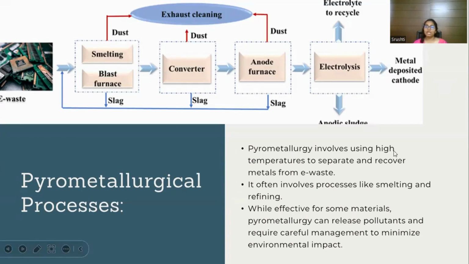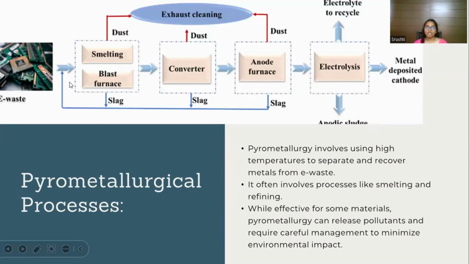Pyrometallurgy involves using high temperature to separate and recover metals from e-waste. It often involves processes like smelting and refining. While effective for some materials, pyrometallurgy can release pollutants and require careful management to minimize environmental impact. This image above shows us the steps which are required for pyrometallurgy.